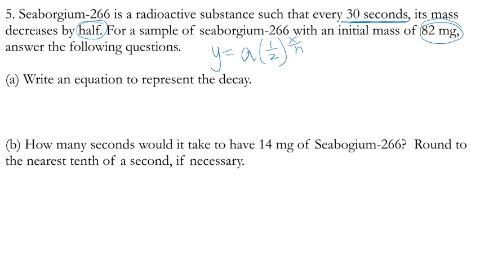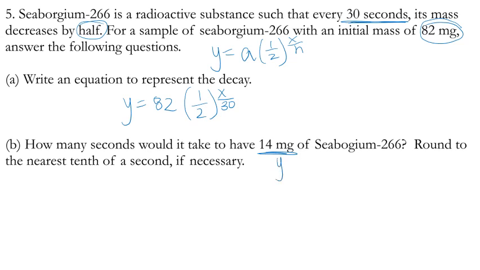A being the starting value. So I would say y is equal to my starting mass, which is 82, times 1/2 to the x power divided by 30 seconds in this case. So the question is, how many seconds would it take to have 14 milligrams of seaborgium-266? So 14 milligrams would be what I have left over. So that's going to be a y value.